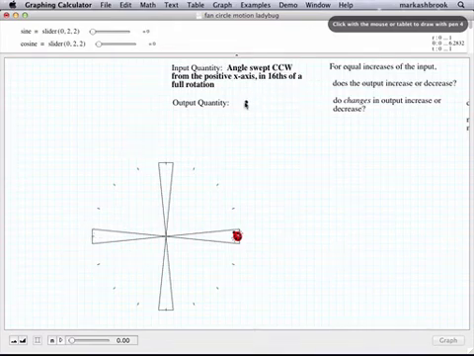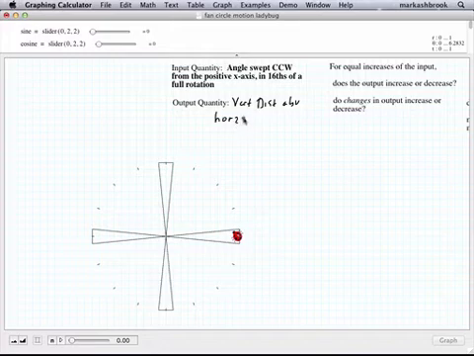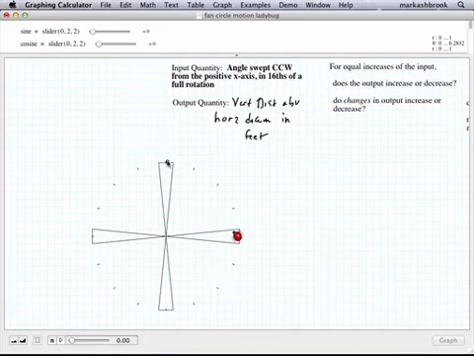The output quantity is going to be, first, vertical distance above the horizontal diameter in feet. So what would this measure up here be? How many feet would this be? Vertical distance above the horizontal diameter.